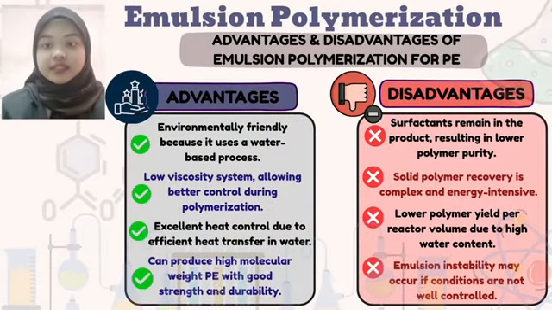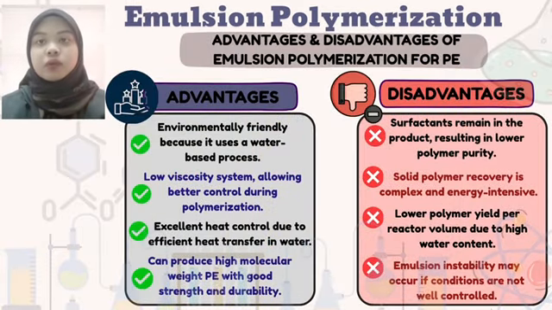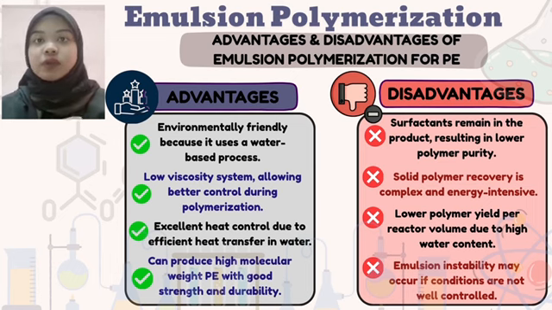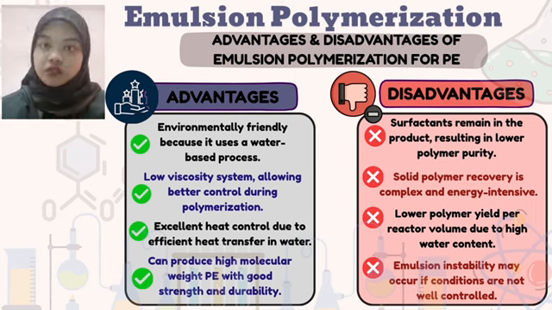I will discuss the advantages and disadvantages of emulsion polymerization for polyethylene. Advantages of emulsion polymerization. First, emulsion polymerization is environmentally friendly because it uses a water-based process which reduces the use of organic solvents. Second, it has a low viscosity system which allows better control during the polymerization process.